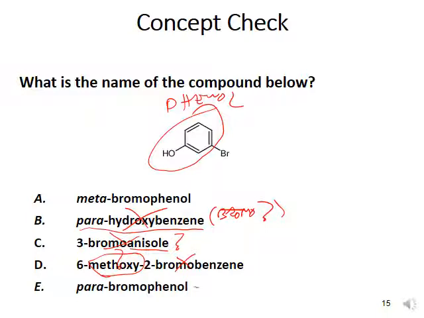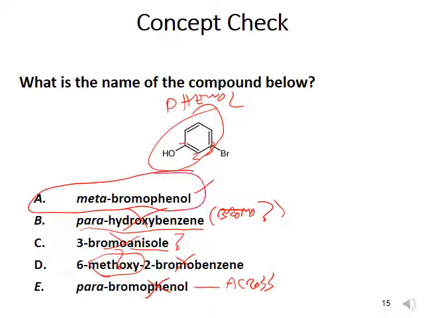So it's either going to be para-bromophenol or meta-bromophenol. And para is across, and it's not across. It's at the 1, 2, 3 position, and that's why meta-bromophenol is right for this guy. Excellent. Let's move on.